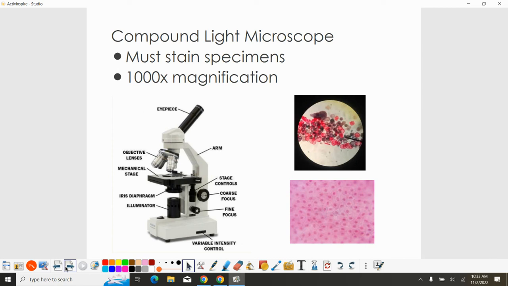Compound light microscopes can see a lot of things, but most of those things must be stained before you can look at them under a microscope. That's why everything you look at under a microscope has kind of a pinkish tinge to it. That's the stain that increases the contrast and allows us to see what we're looking at. These are some pictures of what you would expect to see under a compound light microscope.